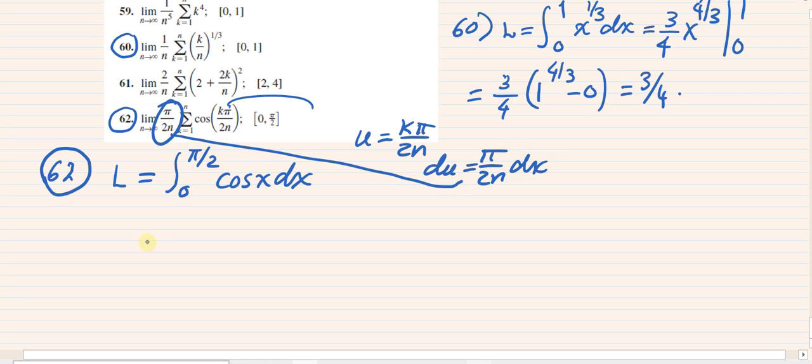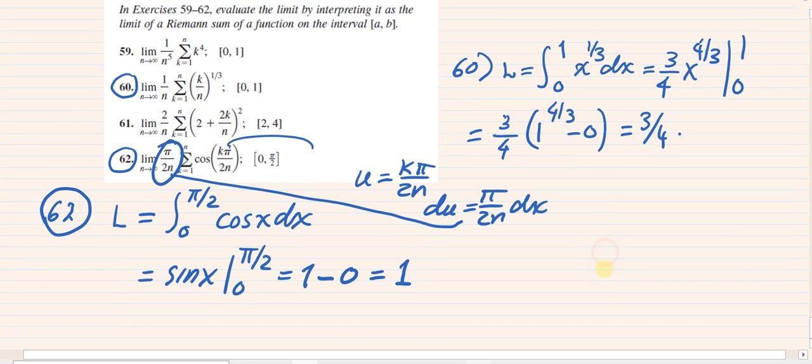Okay, so that's what the definite integral turns out to be, and this will be the integral of cosine, which is sine, from 0 to pi over 2. Sine of pi over 2 is 1, sine of 0 is 0, the answer is 1. Okay, and that's it. So we're good with this one.